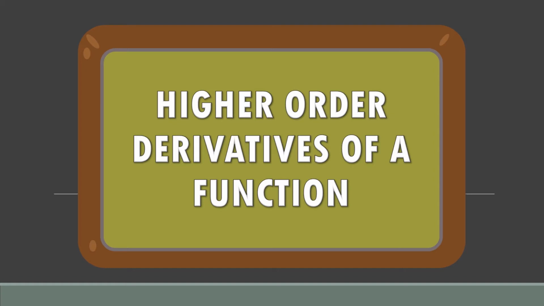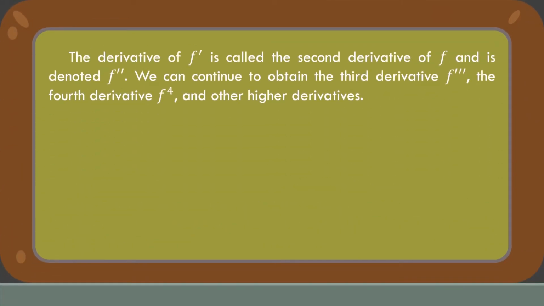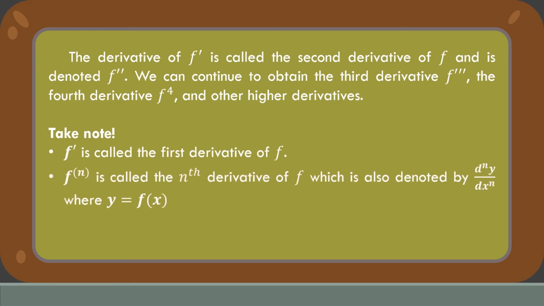And now let us proceed to the lesson for this video. For a start, the derivative of f prime is called the second derivative of f and is denoted as f double prime. We can continue to obtain the third derivative or the f triple prime, the fourth derivative or the f to the fourth, and the other higher derivatives.